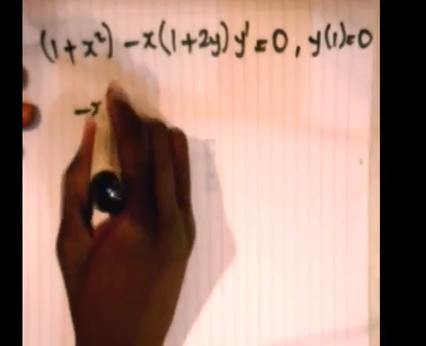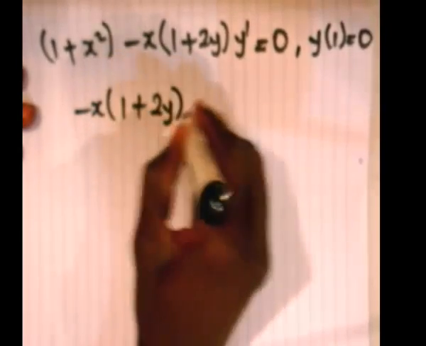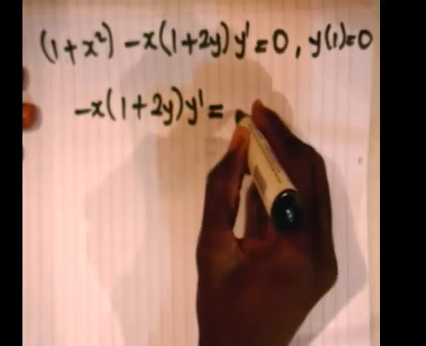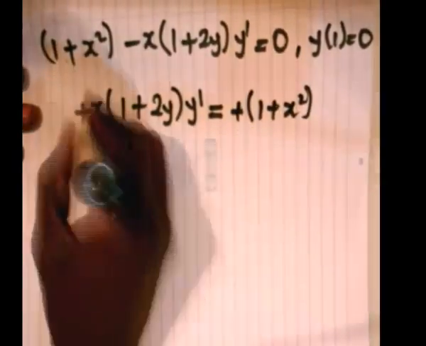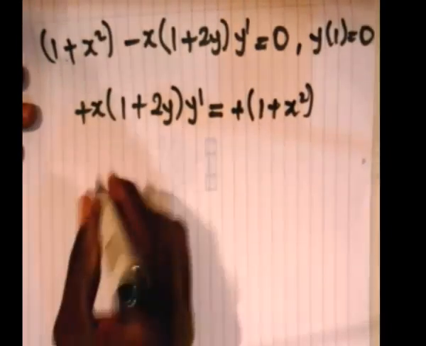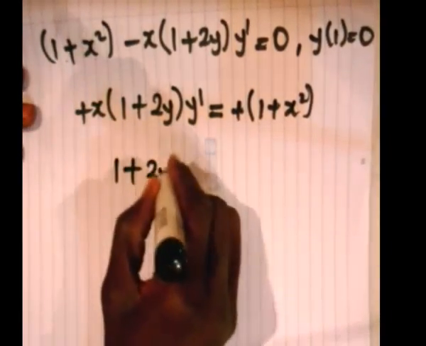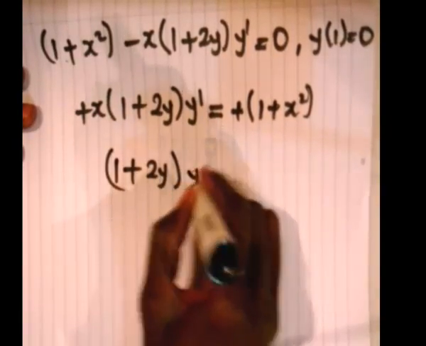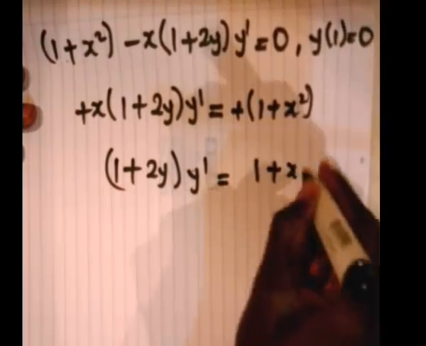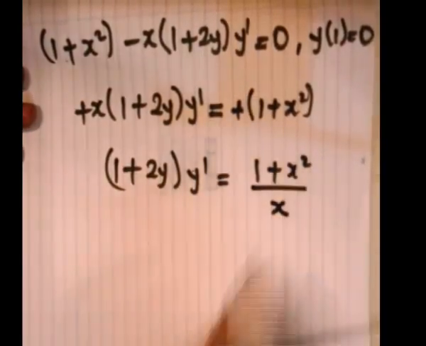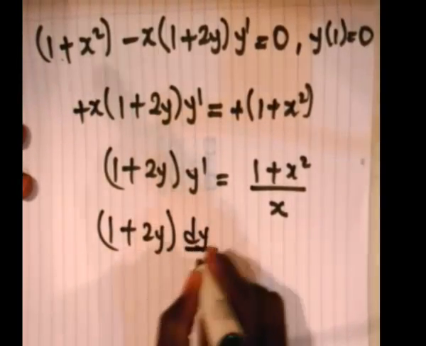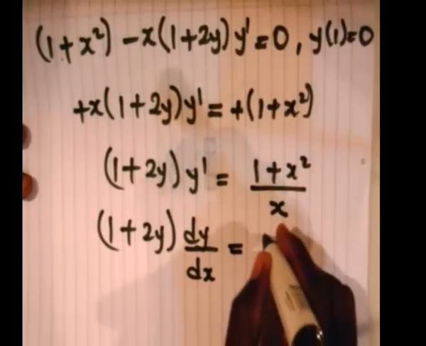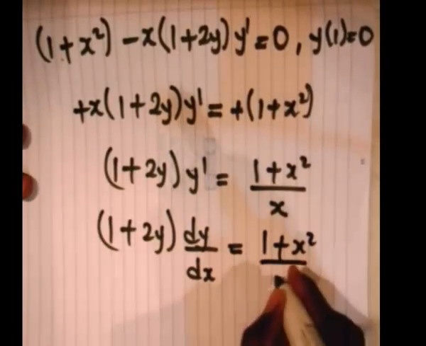Okay, let's solve this. Take this to the other side of the equation. You have minus x times 1 plus 2y y prime equals minus 1 plus x squared. So this cancels out. So we can take this x to this side. So we're having 1 plus 2y y prime equals 1 plus x squared on x. 1 plus 2y y prime is the same thing as dy dx, equals 1 plus x squared on x.